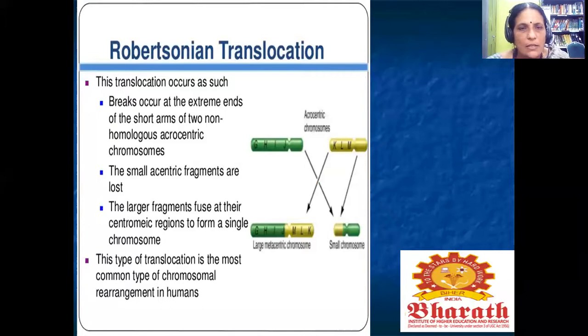This translocation occurs as follows. Breaks occur at the extreme end of the short arms of two non-homologous acrocentric chromosomes. The small acrocentric fragments are lost. The larger fragments fuse at their centromeric region to form a single chromosome. You see that when the translocation occurs in acrocentric chromosomes, it produces a large metacentric chromosome and a small chromosome. This type of translocation is the most common type of chromosomal rearrangement in humans. See the picture.